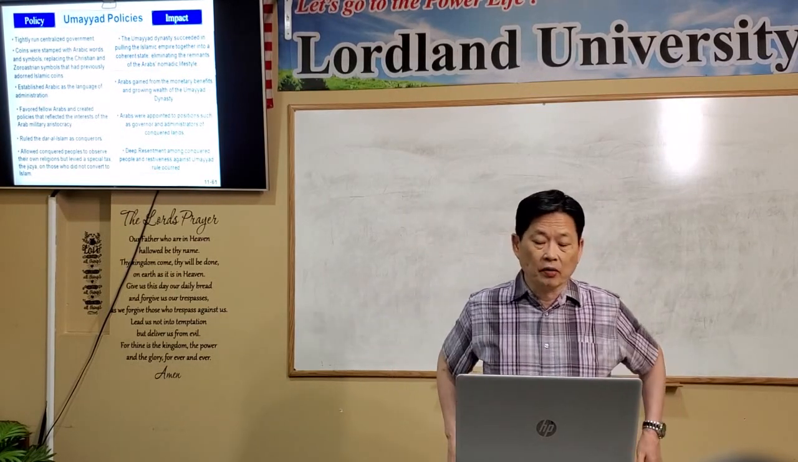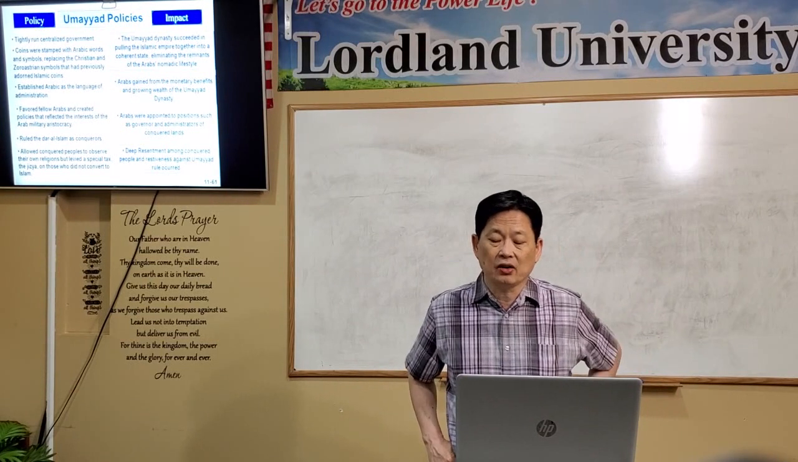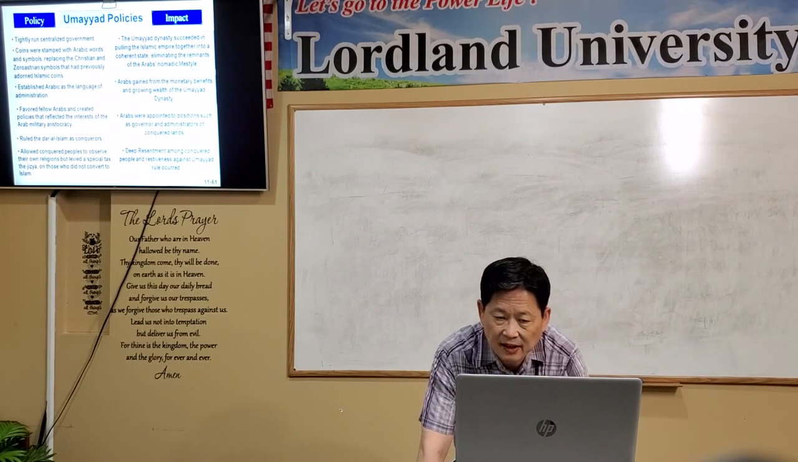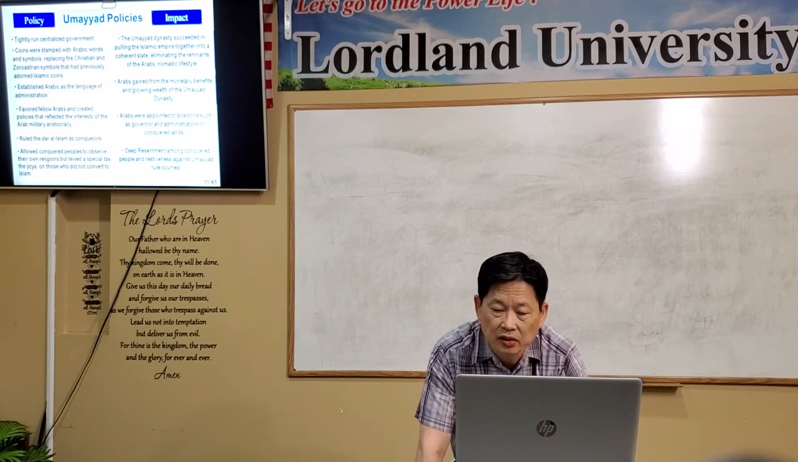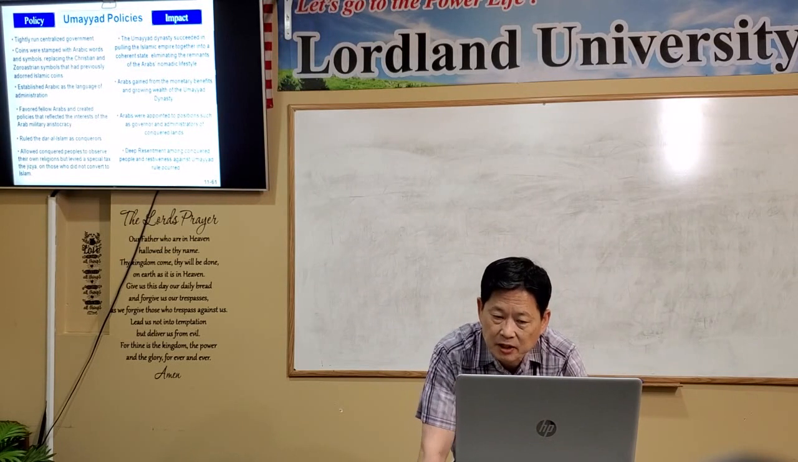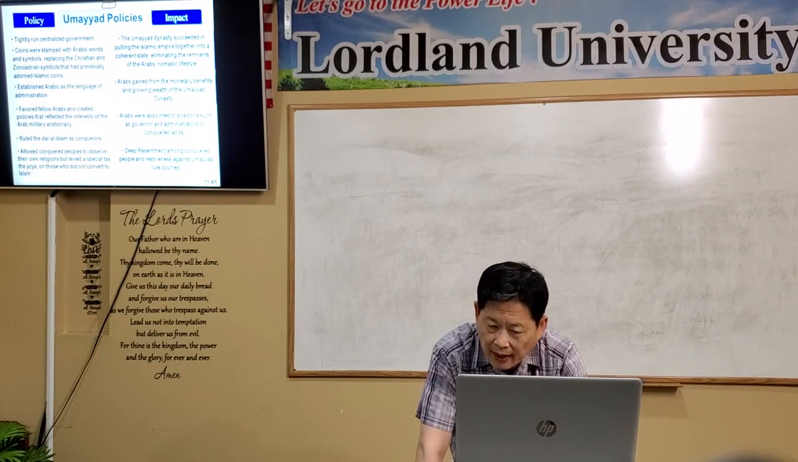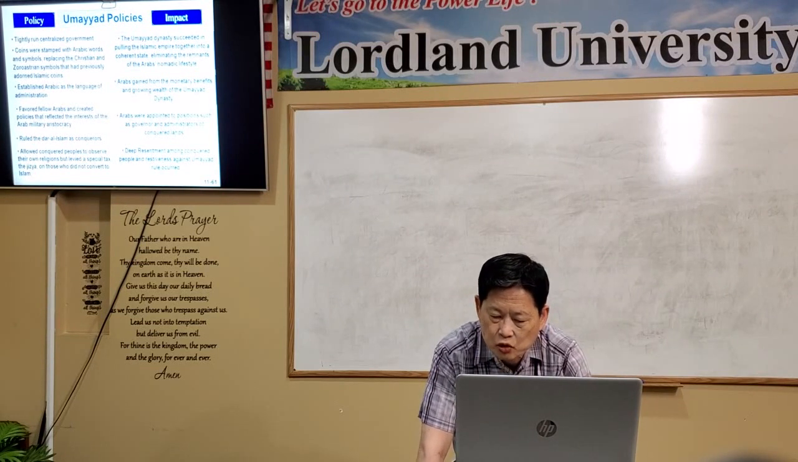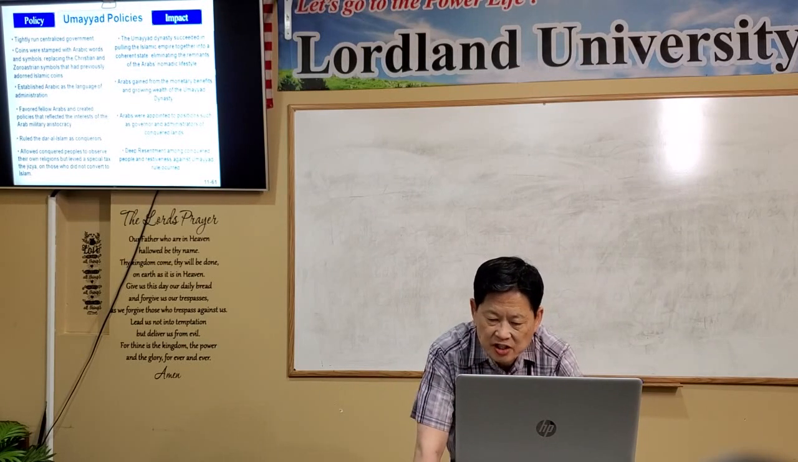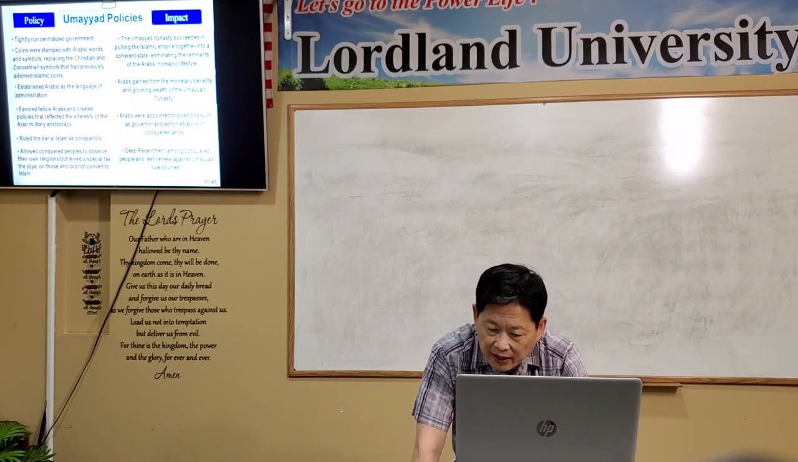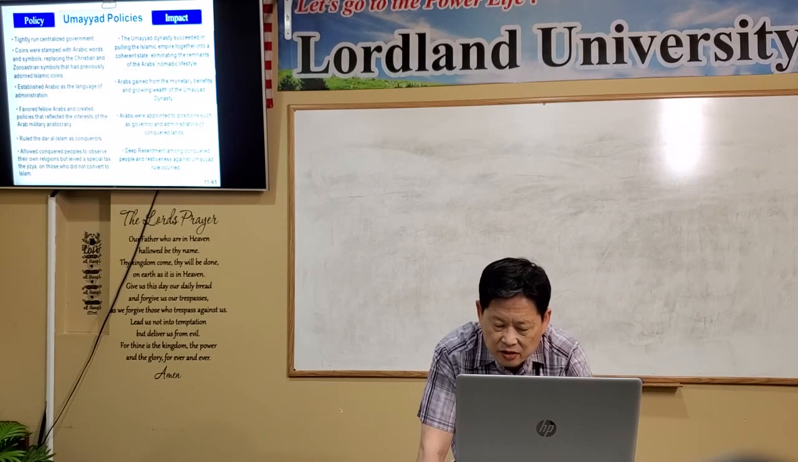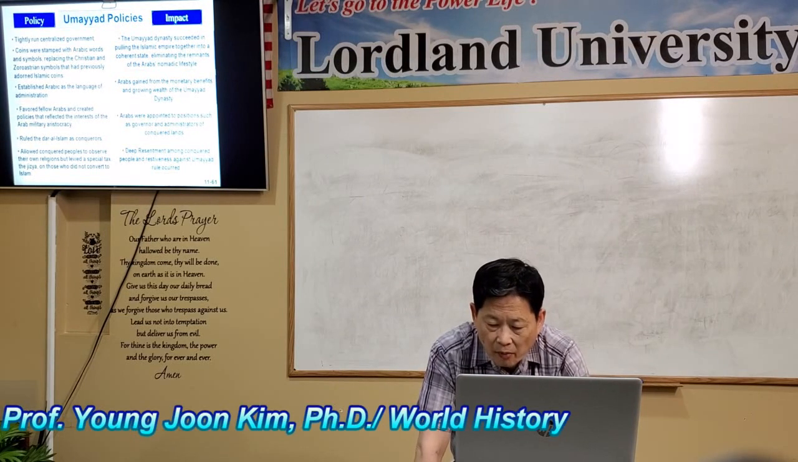The impact of the Umayyad policies is as follows. The Umayyad dynasty succeeded in putting the Islamic Empire together into a coherent state, eliminating the remnants of the Arabs' nomadic lifestyle, and the Arabs gained from the monetary benefits and growing wealth of the Umayyad dynasty. Arabs were appointed to positions such as governors and administrators of the conquered realms. Resentment among conquered people and hostility against Umayyad rule occurred.